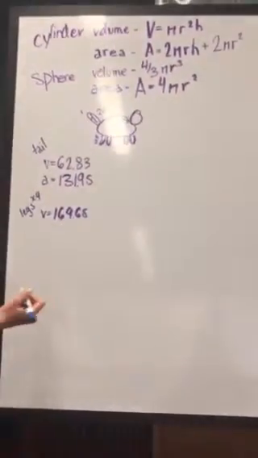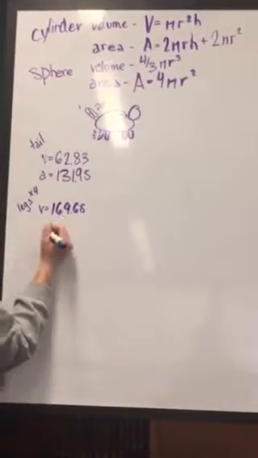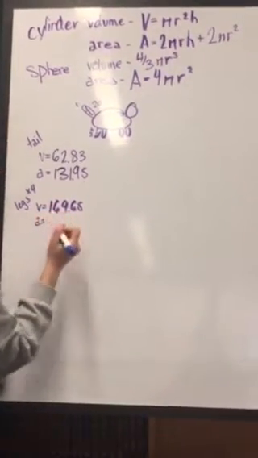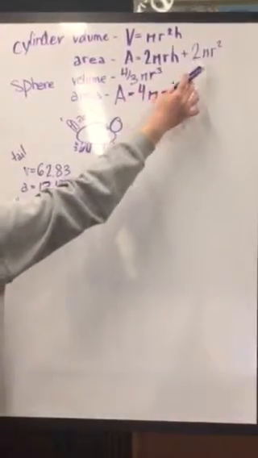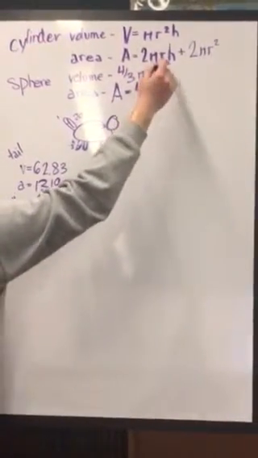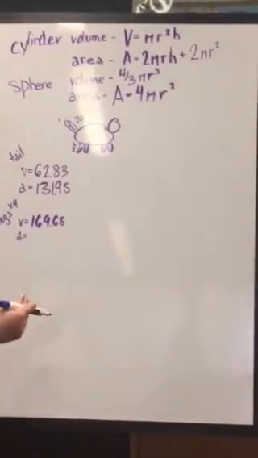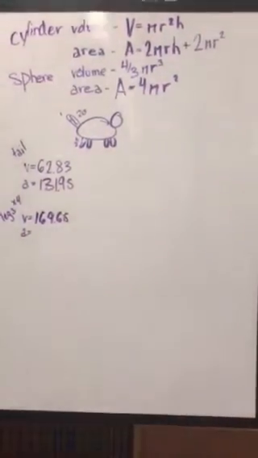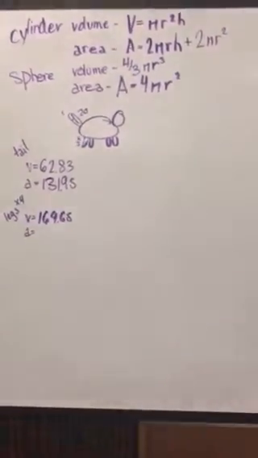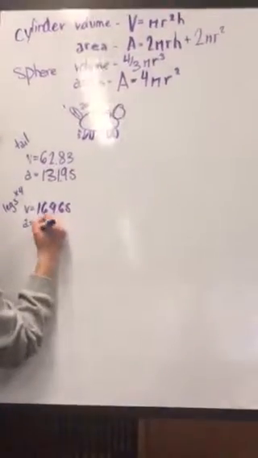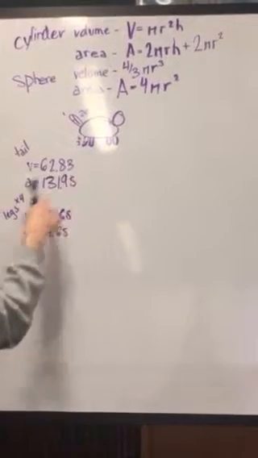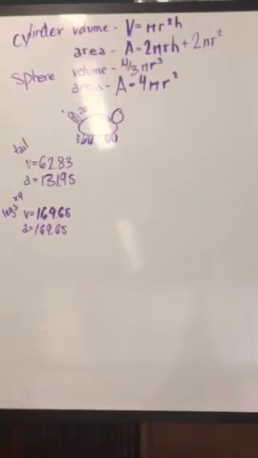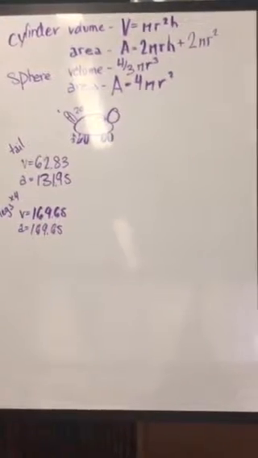And so, using this equation, we get 169.65. Then we go for the area, and we substitute the radius right here with 3, and the height with 6. And we end up getting the same answer, which is 169.65. So those are the legs. We also times those numbers by 4.